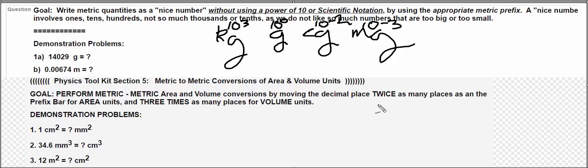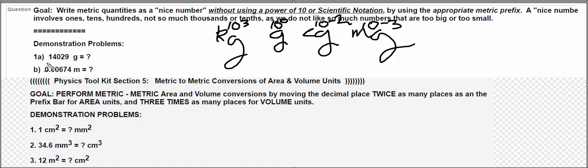Goal: write metric quantities as a nice number without using a power of 10 or scientific notation. We like nice numbers, like ones, tens, hundreds, maybe thousands, but not so much numbers that are bigger than 1,000 or tenths or hundredths and so forth. In the British system, we have to change units like miles to feet to get nice numbers, but in the metric system, we can simply use the metric prefixes to do this.